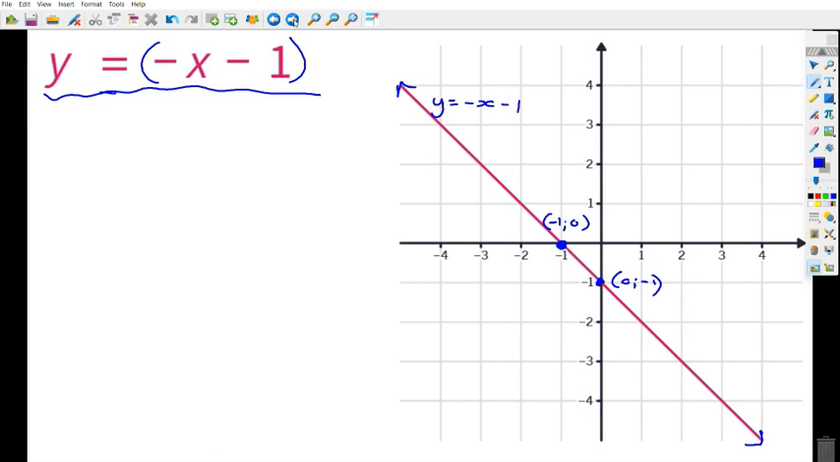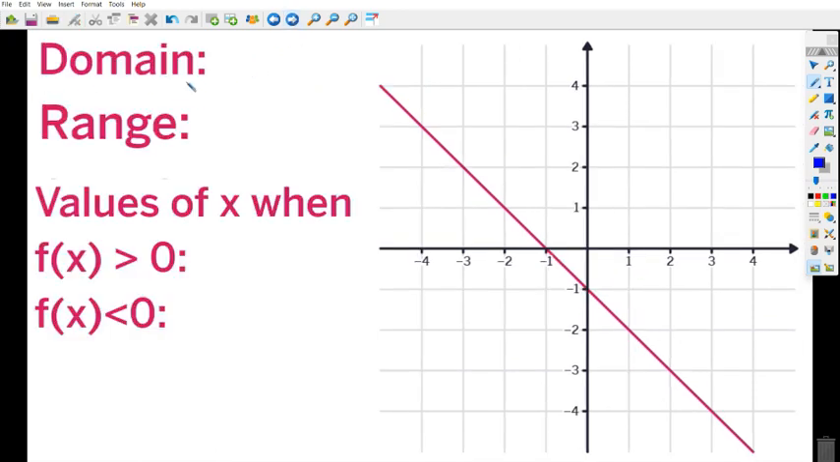Now, if I'm talking about domain, domain is just all the x values that satisfy my graph. All that means is that if I pick any x value, let's say I pick negative 4, and I draw a line straight up to my graph, is that line touching the graph? Yes. A better way to illustrate this is if I draw a ruler.